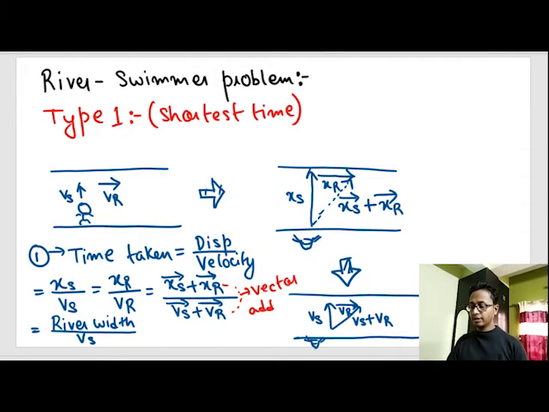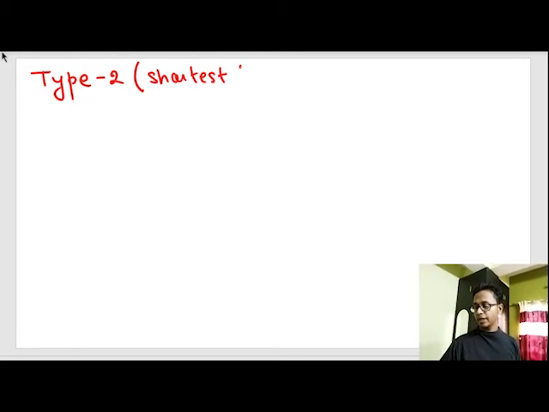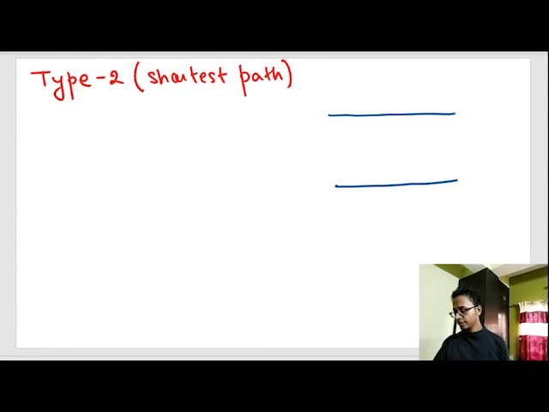Now let's take the type 2 case, the second type of case in which the problem comes. This type of thing is repeatedly asked in your NEET examination. Type 2: shortest path. That means this is the river, and the swimmer has to reach the exact opposite end.